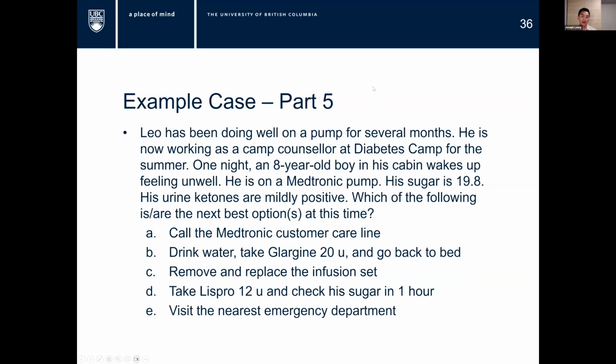I'm going to give you another example here. This patient has now been using their pump quite successfully for the last several months, and now he is a counselor at diabetes camp for one summer. One night, an 8-year-old boy in his cabin wakes up feeling unwell. He's on a Medtronic insulin pump, and his blood sugar is 19.8. His urine ketones are mildly positive. Which of the following is or are the next best options at this time?